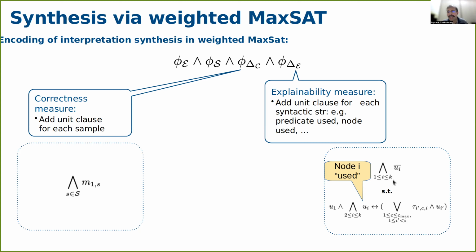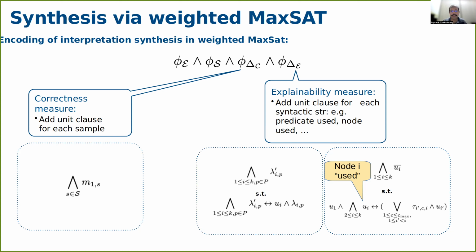And then I want to make sure, because I would like to use as few nodes as possible, that I have the negation of UI for all the nodes, right? And then I would like to maximize the number of these unit clauses that are satisfied. Of course, I may not be able to satisfy all of them, but if I can maximize the number of nodes that are not used, then I have minimized the number of nodes that are used, right?